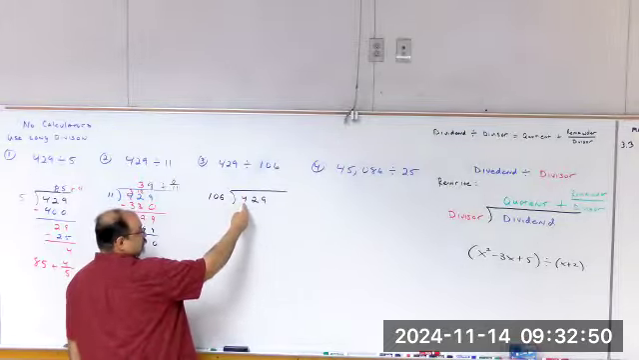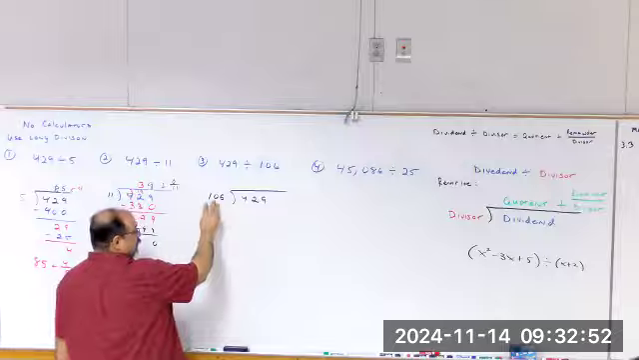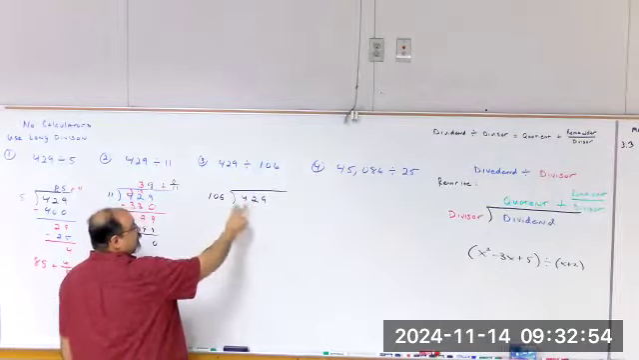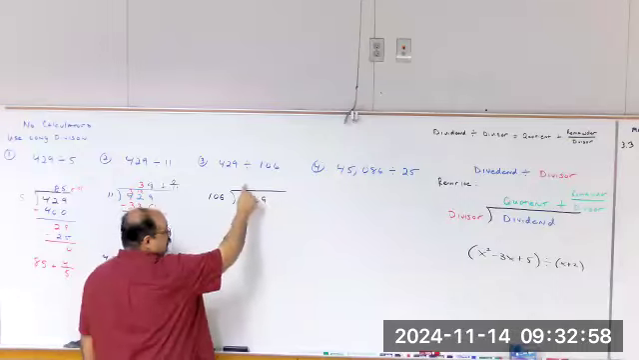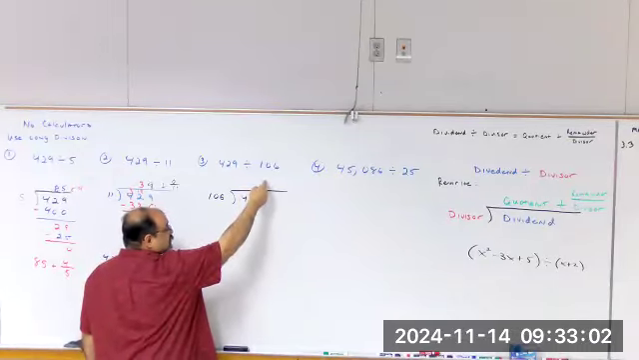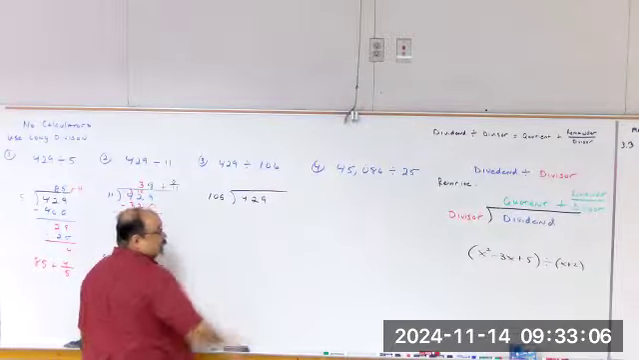106 is not going into 4. Nope. Then you go to the 10. 106 is not going into 42. So there's nothing in the ones. Nothing in the 100. Nothing in the 10. So the only place you can start from is right here in the ones.